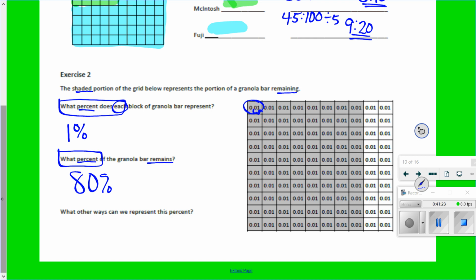Okay, guys, quiet down. We still got quite a bit to do. What other ways can we represent this percent? So we gave you 3 ways at the start of class today, right? Mateo? 4/5. How did you get that? So we turned it into a fraction. How do I do that? I write the percent, I put it over 100, and I simplify. I can divide both those by 20. That gives me 4/5.